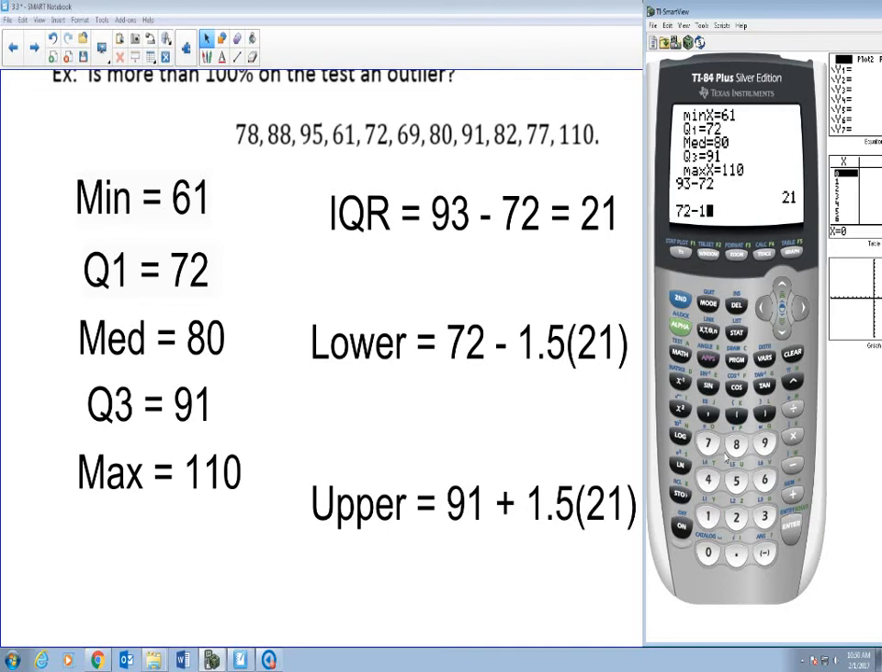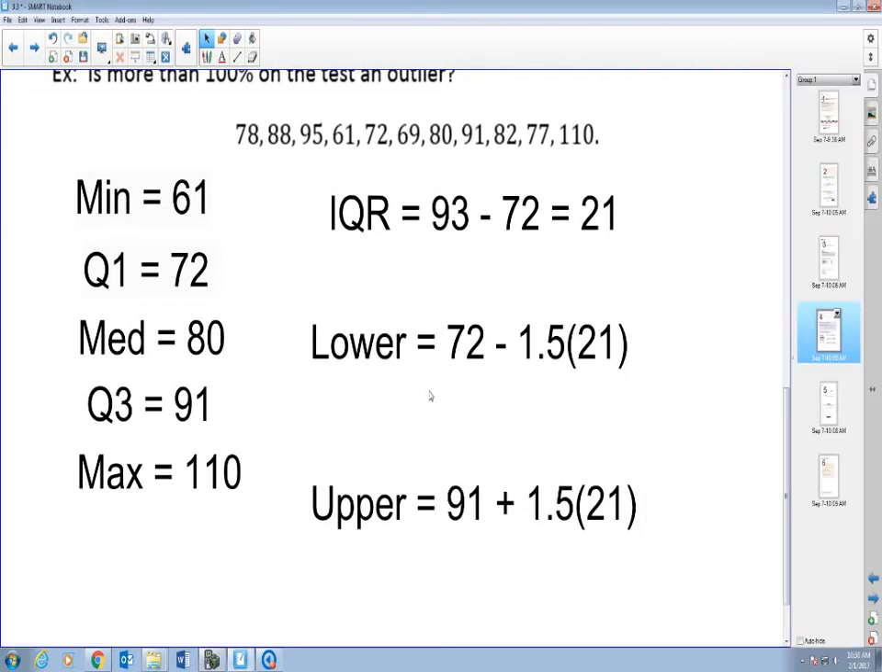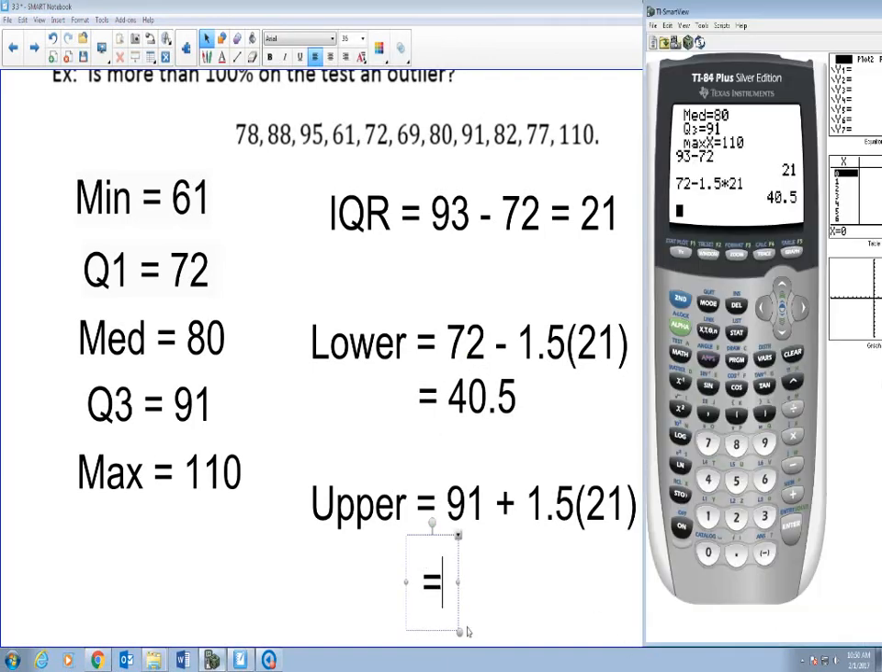72 minus 1.5 times 21. Lower fence is 40.5. Anything lower than 40.5 would be considered an outlier. What about the upper?